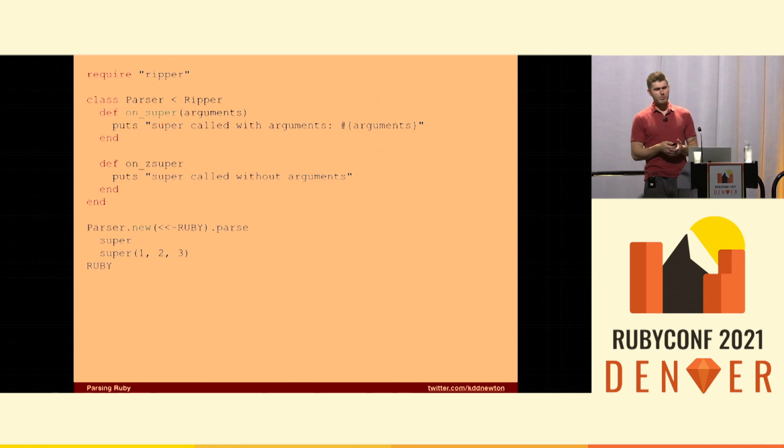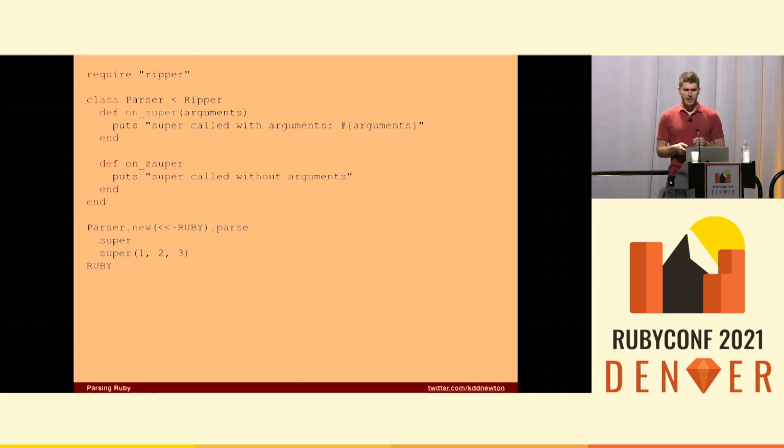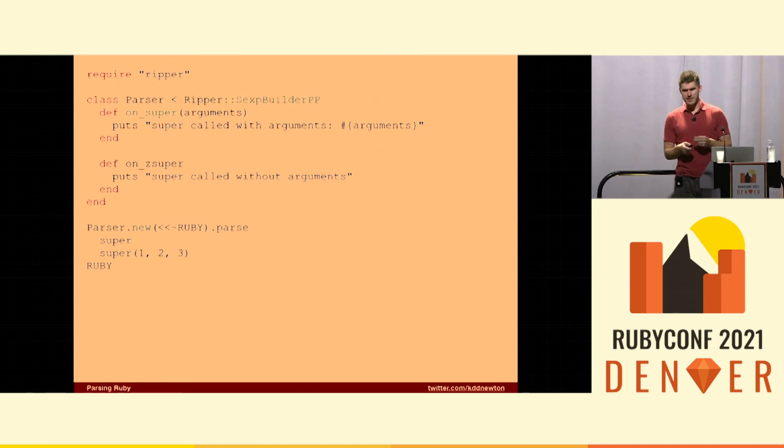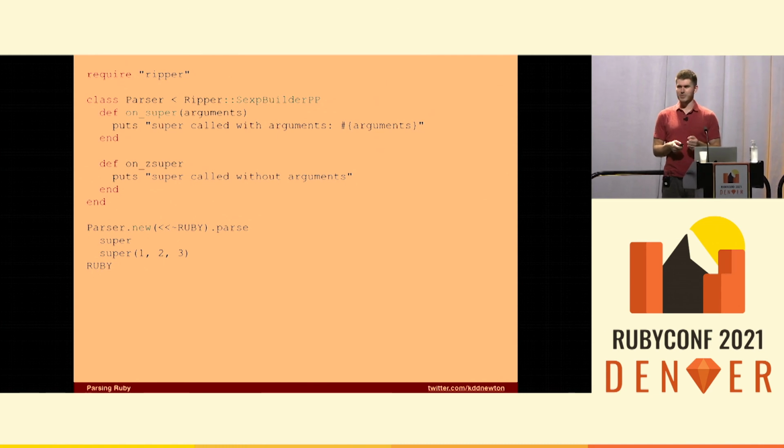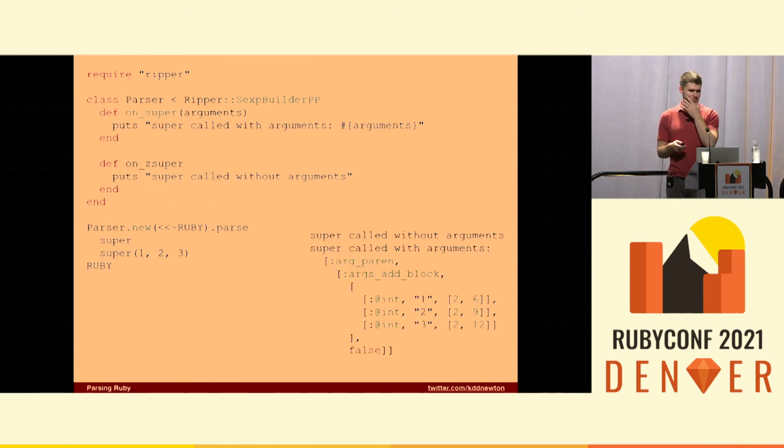What are we going to do? Ripper ships with two subclasses: SexpBuilder, S-expression builder, and SexpBuilderPP, for pretty printer. It has an implemented handler for every single one, using method_missing, it's a whole thing. If we call it with this subclass, we actually will get something that looks a lot like the AST we built earlier, right?